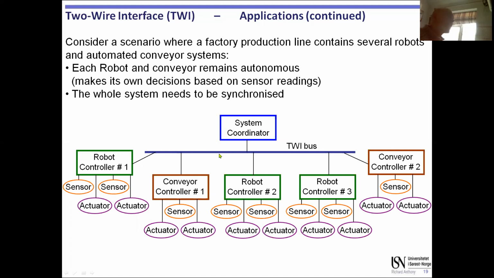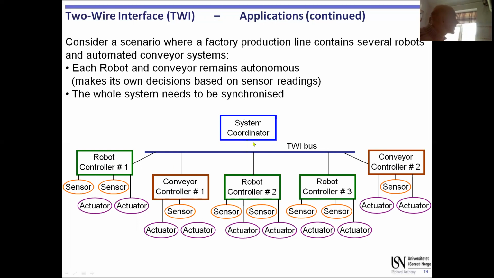Maybe an automated factory, or maybe these are all parts of a car with different controllers in the car. But here we have illustrated several robots and conveyor belts, and you can imagine this robot is putting something on a conveyor belt, this one is picking it off the conveyor belt, doing something, putting it back on the conveyor belt. So you have all these different controllers, and you need to have some kind of coordination.